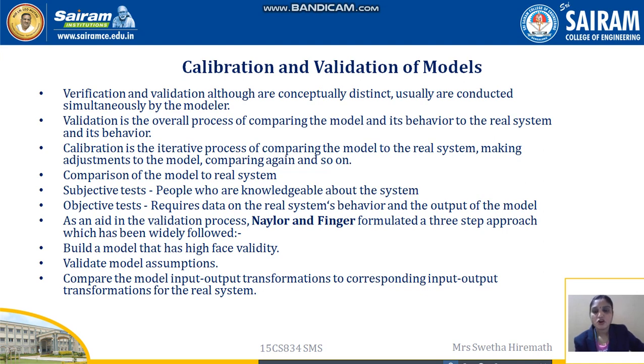Objective tests require data on the real system's behavior and the output of the model. So in objective testing we actually work with data. Whatever data is available in the real system will be given to the model, and we will check it against the output we get from the model. Those are the two types of tests: subjective tests and objective tests.